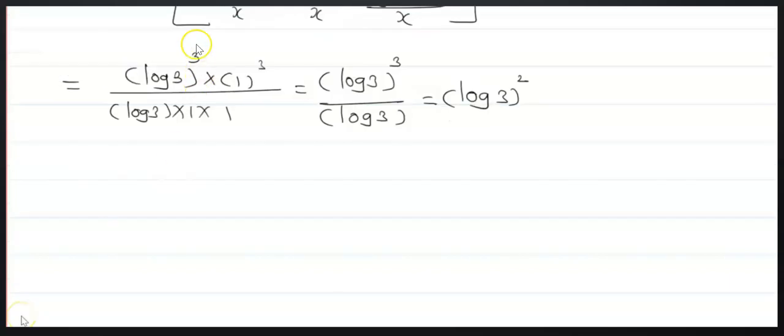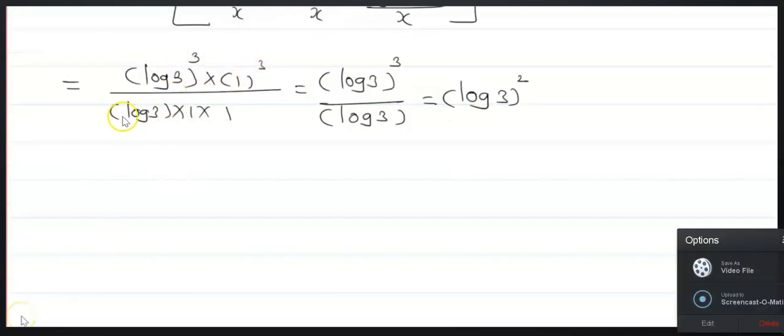Bracket. This is (log 3) bracket square, 1 cube, (log 3) into 1 into 1, (log 3) bracket cube, log of 3. Then you will get (log 3) bracket square.